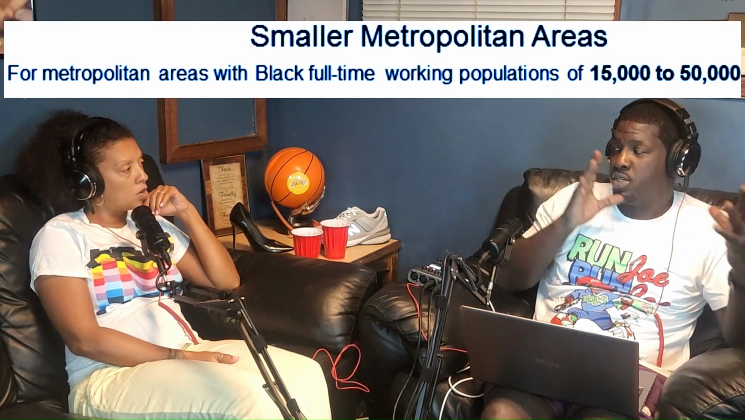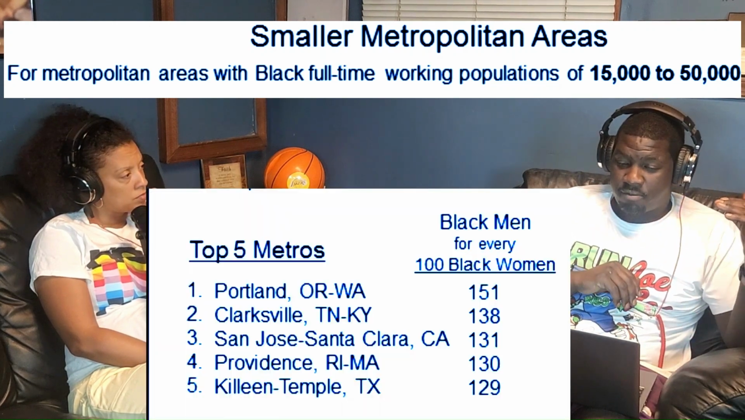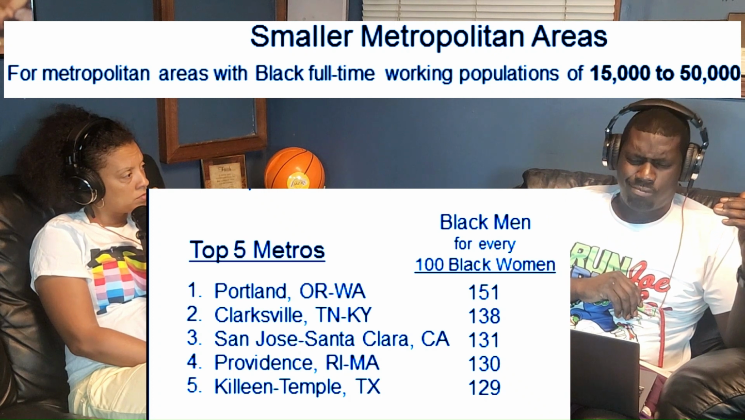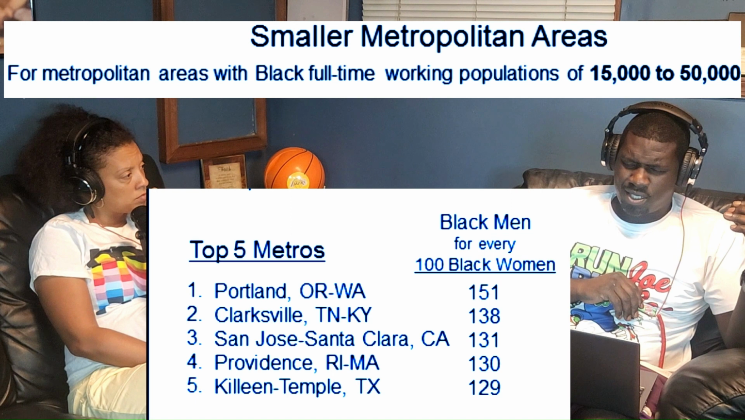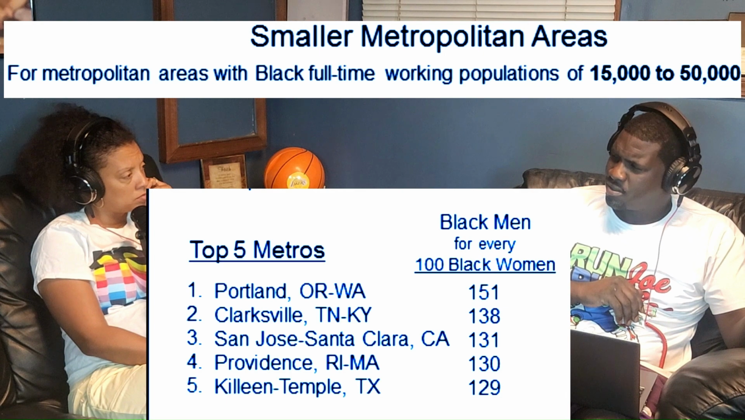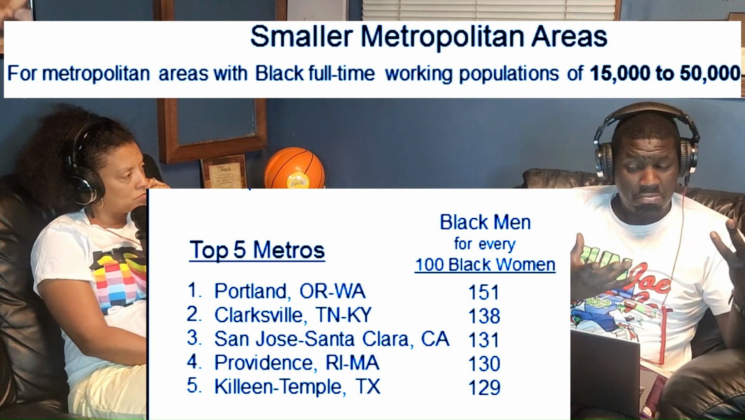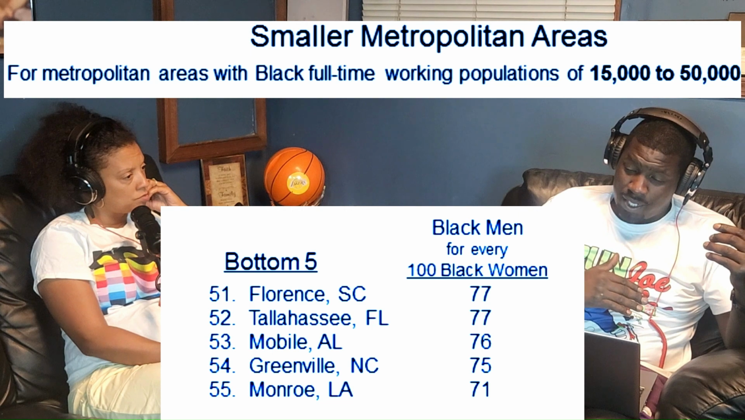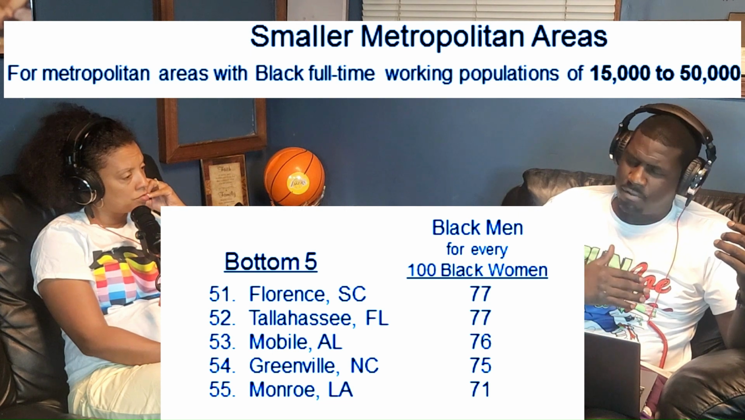All right, so the top 5 are the smaller cities. Now remember the other one was 50,000 or more. This one is 15,000 up to 50,000. So they're smaller cities. The top 5: Portland, Clarksville, Tennessee, San Jose, Santa Clara, California, Providence, Rhode Island, and Temple, Texas. That's the top 5 in the smaller cities. The bottom 5 in the smaller cities: Monroe, Louisiana; Greenville, North Carolina; Mobile, Alabama; Tallahassee, Florida; and Florence, South Carolina.